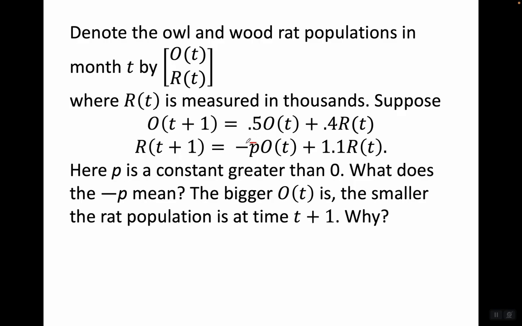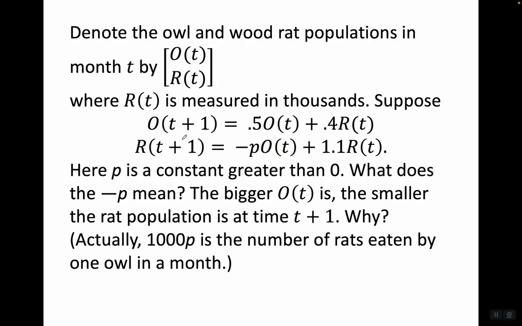Here, p is a constant greater than 0. What does negative p mean? The bigger O(t) is, the smaller the rat population is at time t+1. Because this is a negative number in front of the O(t), if O(t) is big, this will be a sizable negative factor, and that's going to decrease the rat population. That's because if you have a big owl population, that causes a decrease in the rat population because owls eat rats. Actually, 1,000p is the number of rats eaten by one owl in a month, because remember R(t) is the rat population in thousands.